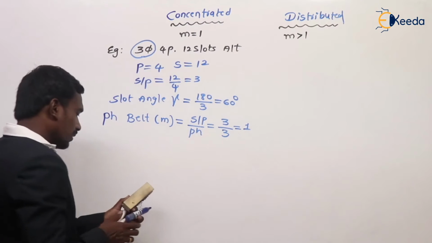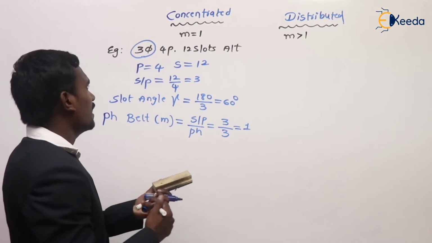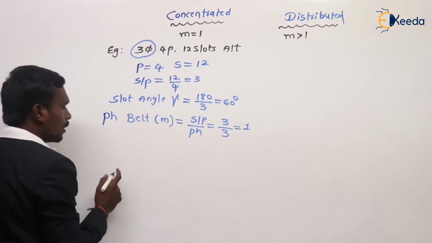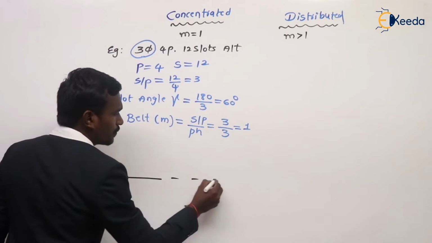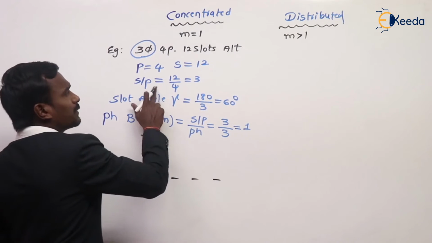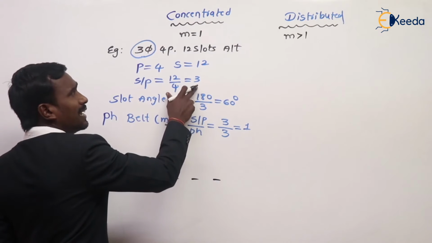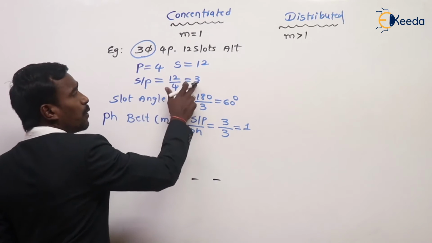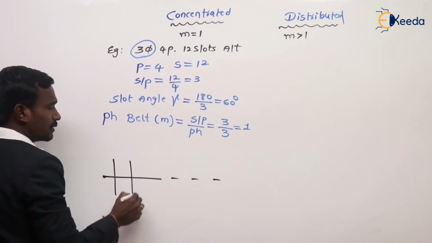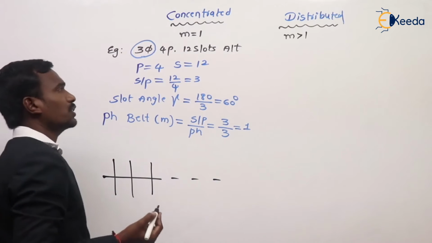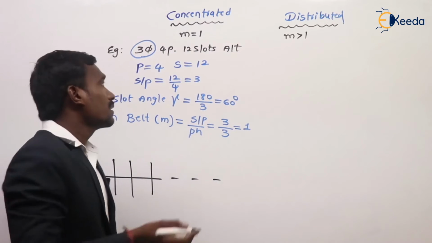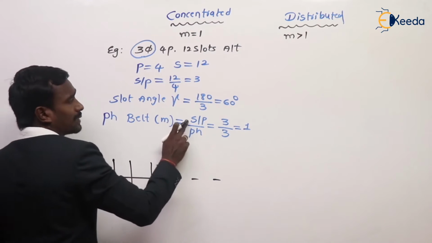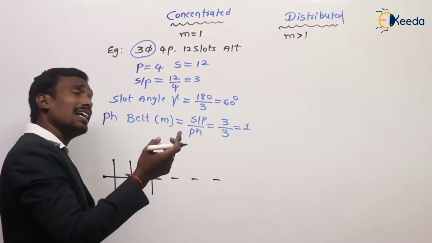Let's see here. I have 4 poles, and the number of slots for each pole is 3. Here, 3 slots are there for each pole. Slots per pole is 3, but what about slots per pole per phase?